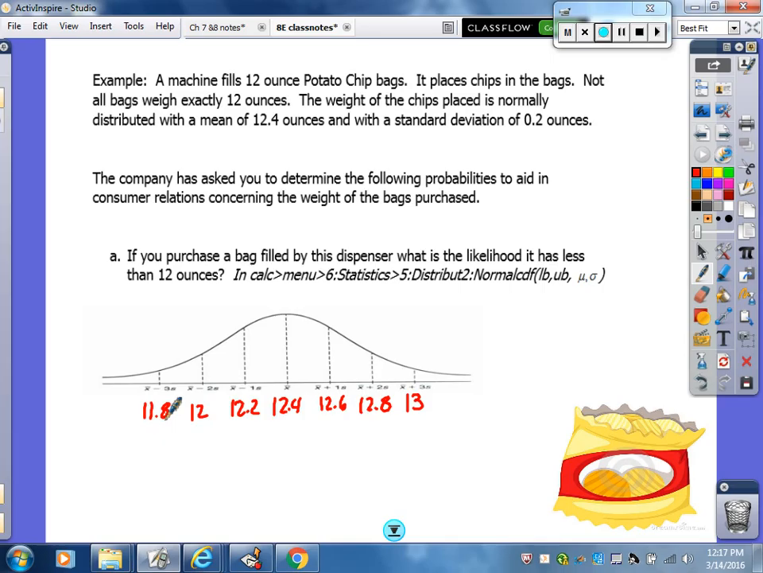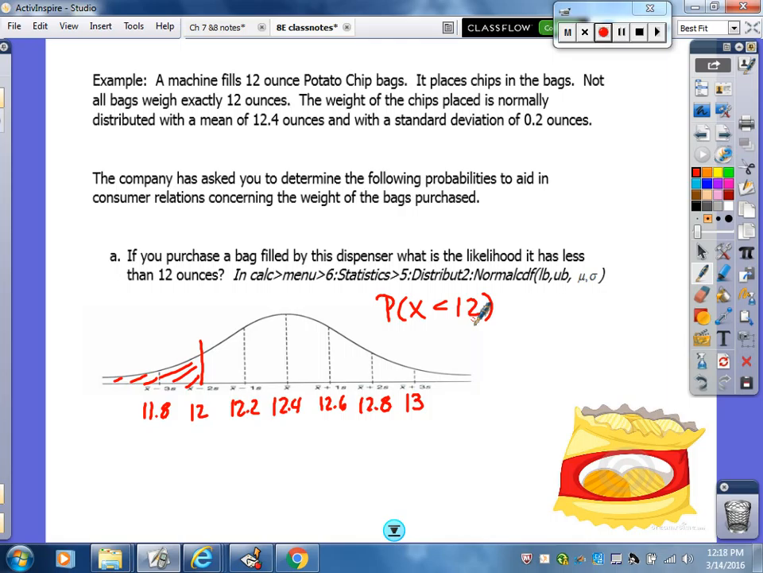If you purchase a bag filled by the dispenser, what is the likelihood it's less than 12 ounces? Like I said, I know that this hits one of our marks, but let's look at how to use the calculator. This is likelihood, same thing as probability. We'll look at the probability that x is less than 12. We treat less than or equal the same way.